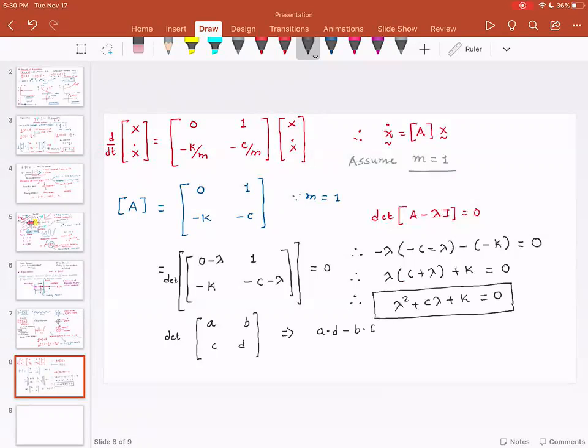These lambdas are the eigenvalues. So I'm going to try to solve this expression. And please note, this equation you will see again and again in multiple ways, in multiple contexts. When you solve the frequency domain, you will get the same equation. Remember this: lambda square plus c lambda plus k is equal to 0, where c is damping and k is stiffness.